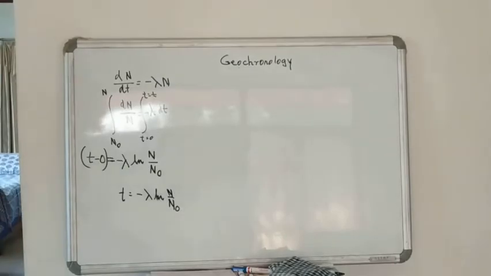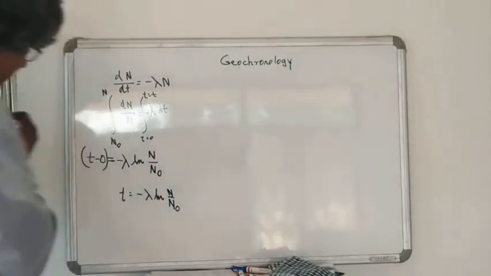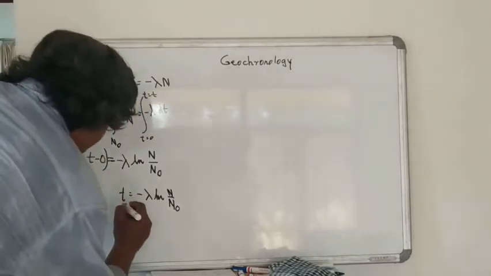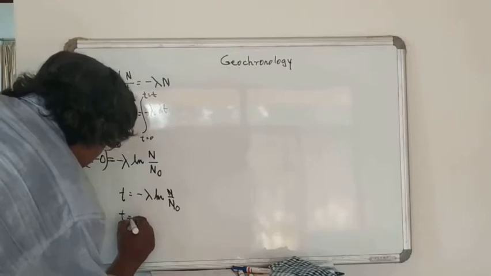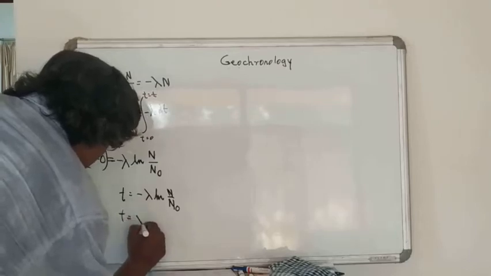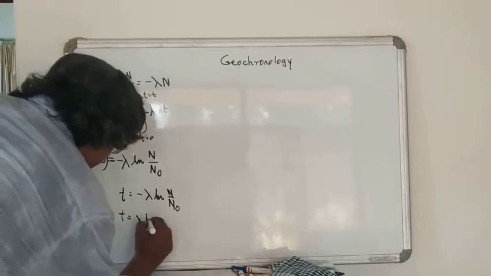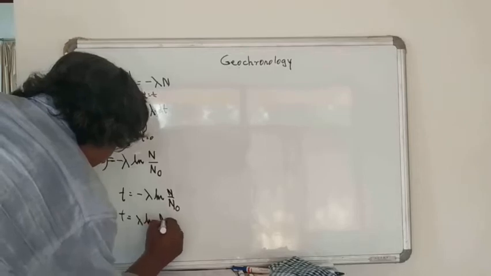And from this, now we can write t is equal to 1 by lambda ln N0 by N.